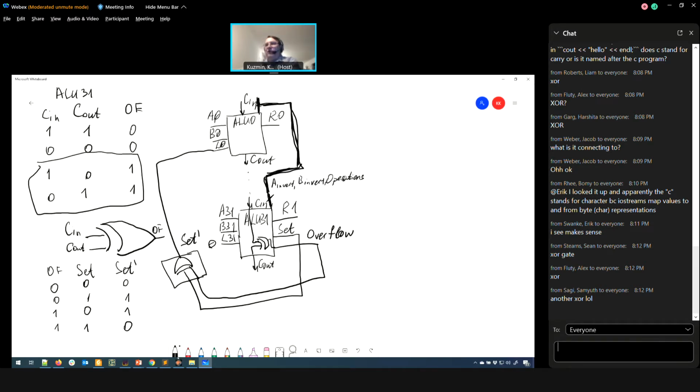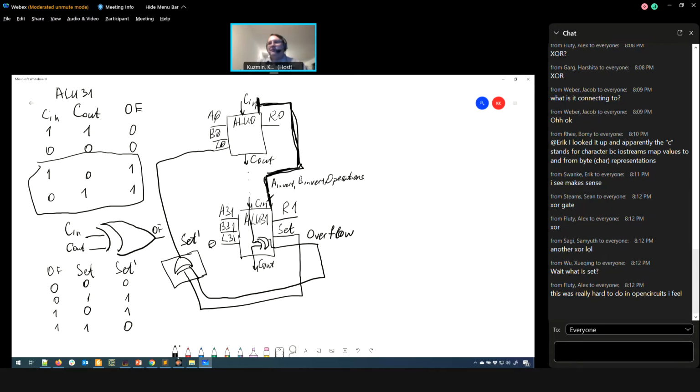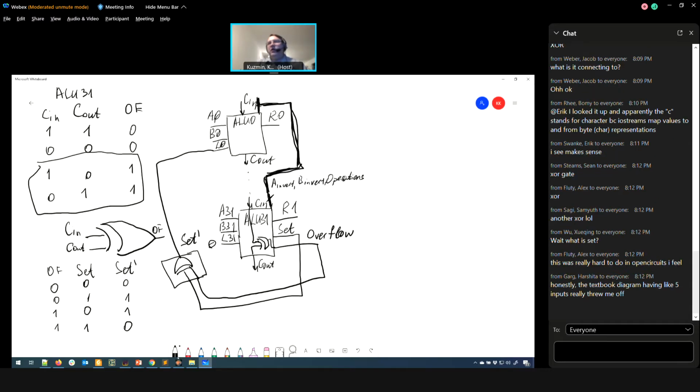And I know many of you spent a lot of time on this problem, and I have a feeling that many of you were overcomplicating it. But you see, it's not. It's just a couple more gates. That's it. But of course, you need to think where to put them. So this was really hard to do in Open Circuits, I feel. Why?